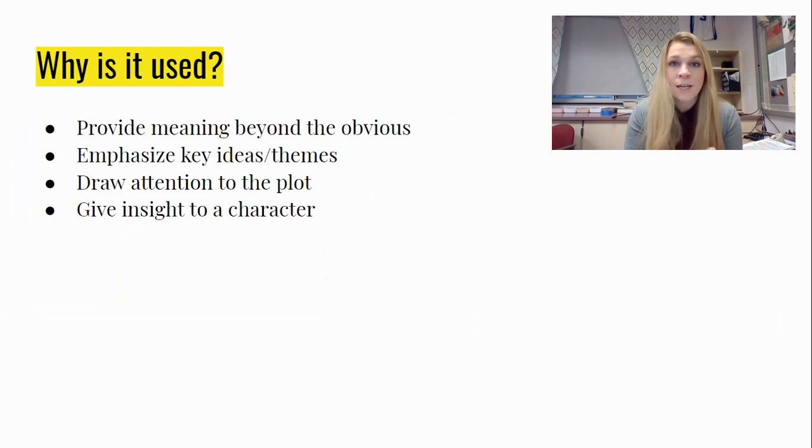So if you put an object that you can actually physically see or touch and you can relate to, and you attach a meaning to that object, it's going to make that object more significant and easier for you to understand the concepts of the theme and the key ideas. It's also going to draw attention to the plot and give insight to a character. So if a character always wears this heart necklace that their boyfriend gave to them, but then their boyfriend's away, you can always look back at that heart necklace and think, oh, wow, that's very important to her, just like love is very important to her.